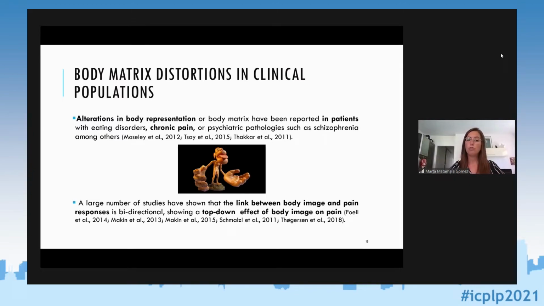There are also a large number of studies showing that there is a link between the body image and pain, and pain responses. And this link is bidirectional, showing that there is a top-down effect of body image on pain perception. And this is also relevant for patients with phantom limb pain.